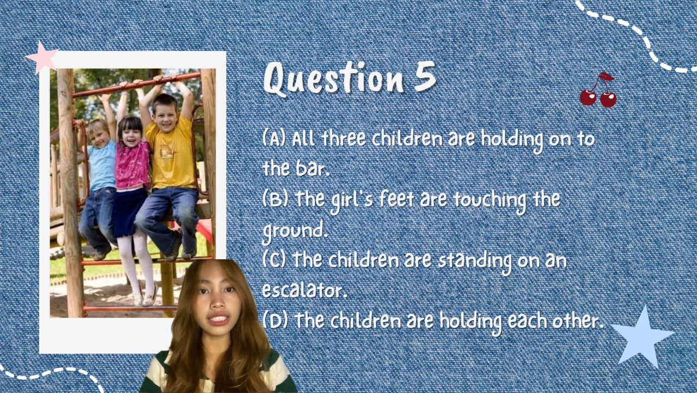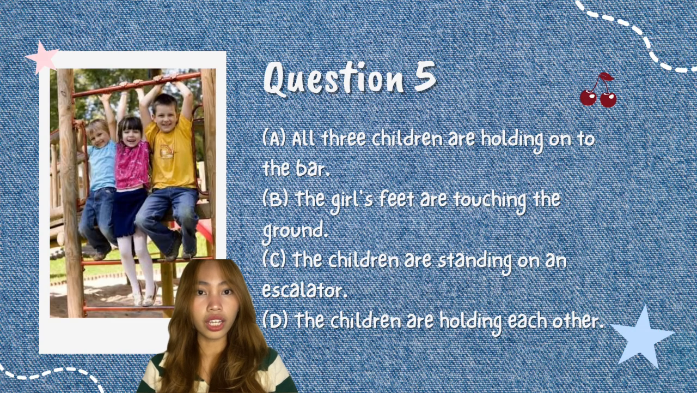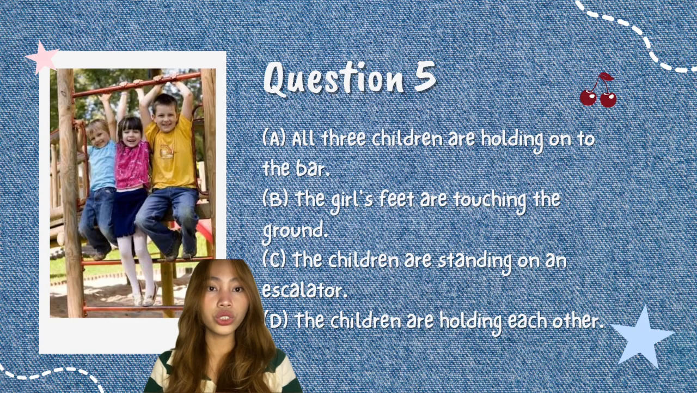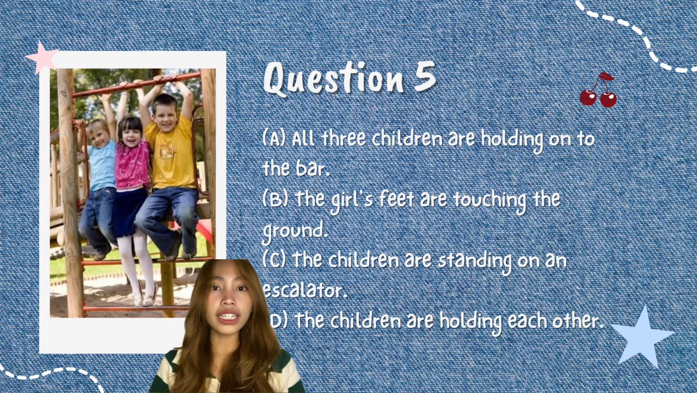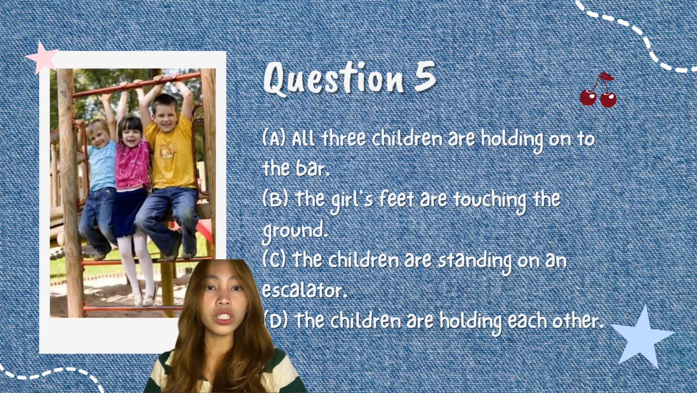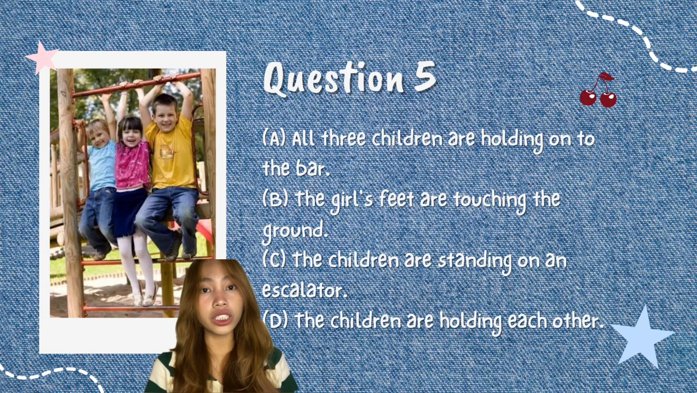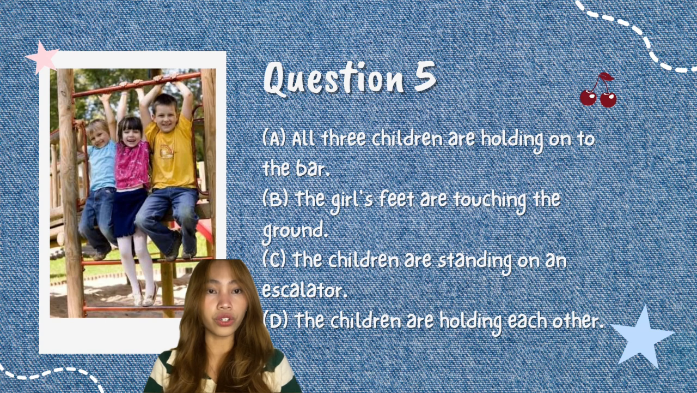Option C says the children are standing on an escalator. They are clearly playing on playground equipment, not on an escalator. So this option is wrong. Option D says the children are holding each other. They are holding the bar, not each other. So this option is also incorrect. So, the correct answer for question number 5 is option A.